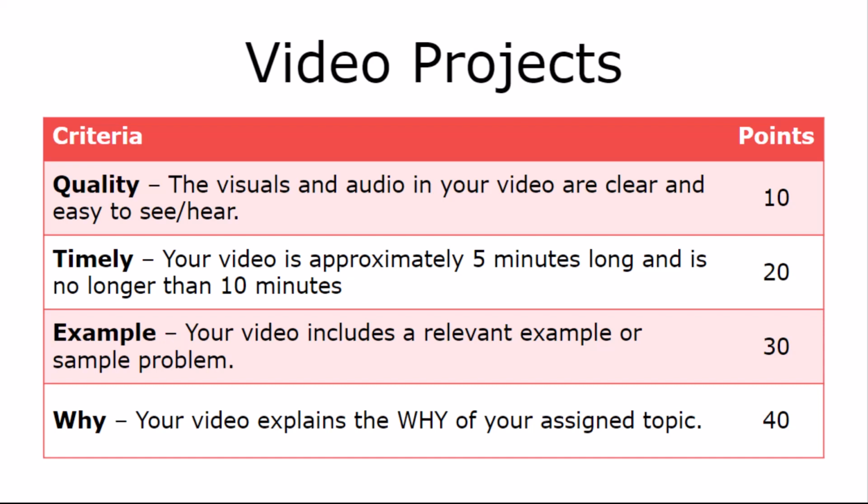So I'll go ahead and show you that video, and then I'll come back to this slide and explain how my video met the criteria for this rubric.